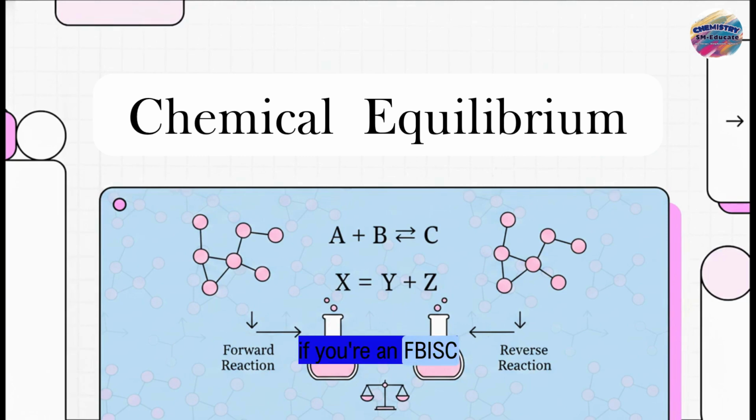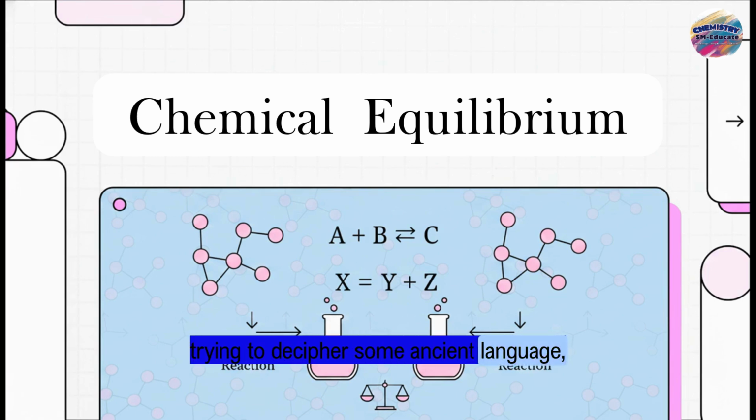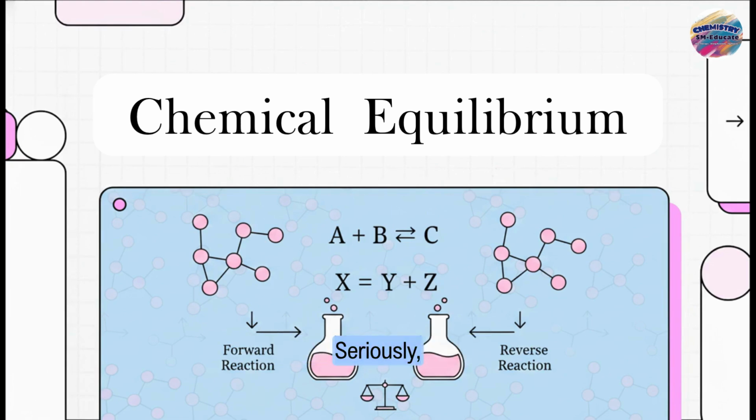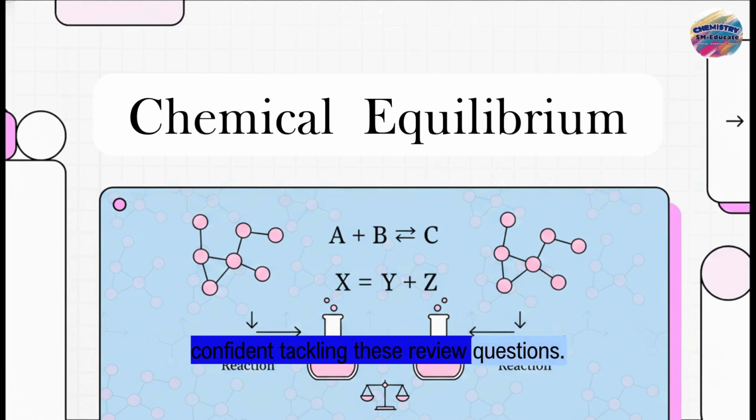Look, if you're an FBISE Class 9 student staring down Chapter 9 on chemical equilibrium, you are in exactly the right spot. We all know chemistry can sometimes feel like trying to decipher some ancient language, right? But today, we're going to translate it together. We're stripping away the fluff and focusing purely on helping you absolutely master this material. Seriously, by the end of this explainer, you're going to feel totally confident tackling these review questions.